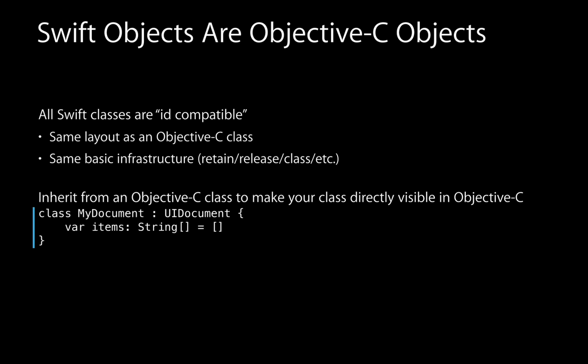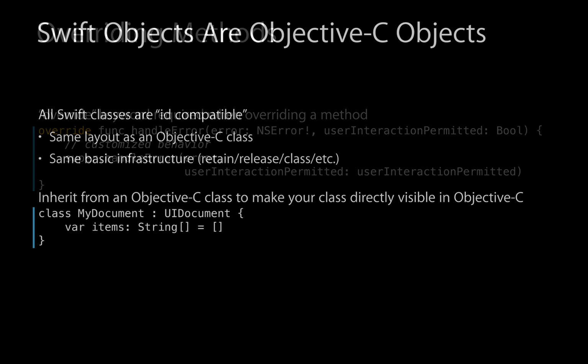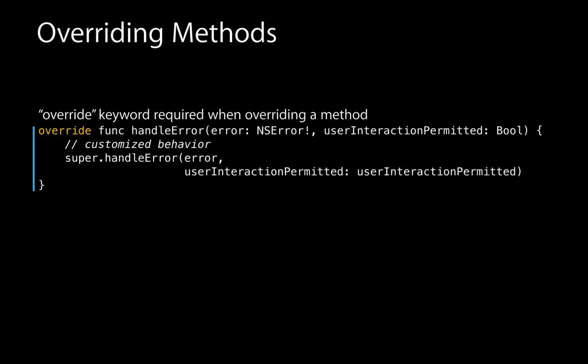So we're going to continue with our UIDocument example from earlier, and we're going to create a little MyDocument class that inherits from UIDocument. And we're going to talk about a couple of the things that subclasses do. They override methods. So here we're going to override the handleError:userInteractionPermitted: method. And you do this exactly the same way as you do it if you were overriding a Swift method. It doesn't matter. The syntax is the same. The fact that the superclass was written in Objective-C is completely irrelevant to the syntax of the language and how you work with it.